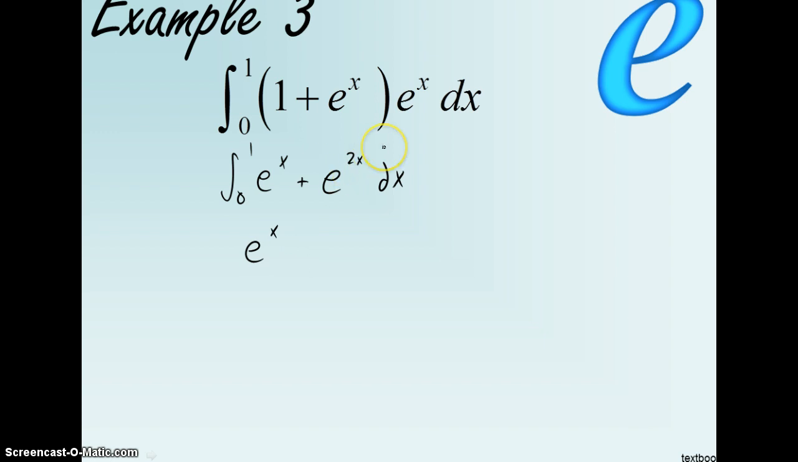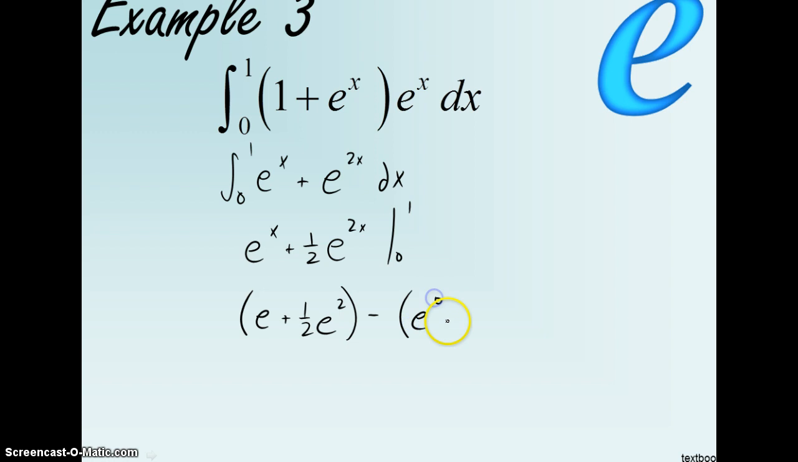So my integral of e to the x is just e to the x. My integral of e to the 2x, I'd have to do substitution, let my u be 2x, and realize along the way I'm going to pick up a 1/2. e to the x plus 1/2 e to the 2x evaluated between 0 and 1. So when I plug a 1 in there, I get e plus 1/2 e squared. When I plug a 0 in there, I get e to the 0 plus 1/2 e to the 0. Remember, anything to the 0 power is 1, so this is going to become 1 plus 1/2 or 3/2, and now I have my answer.